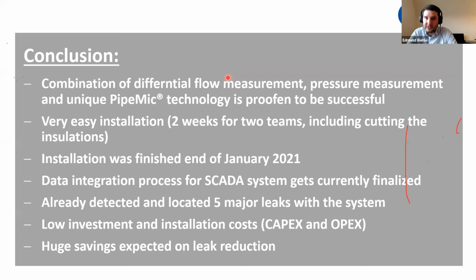And it was not a very high investment they had to do, unlike other technologies and projects they have done in the past, which didn't add any value and were quite expensive. It was a low investment cost, and also the installation cost was very low. It was only a job of 2 weeks, and therefore they expect a very huge saving on the leak reduction activities in their network. So from the economical side it's also a very big success.